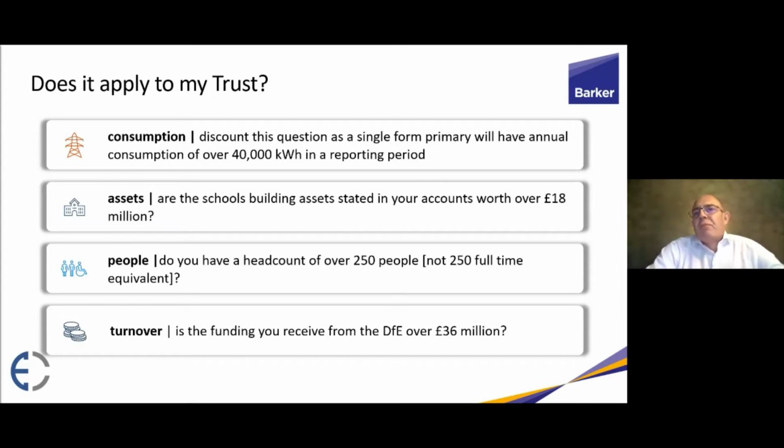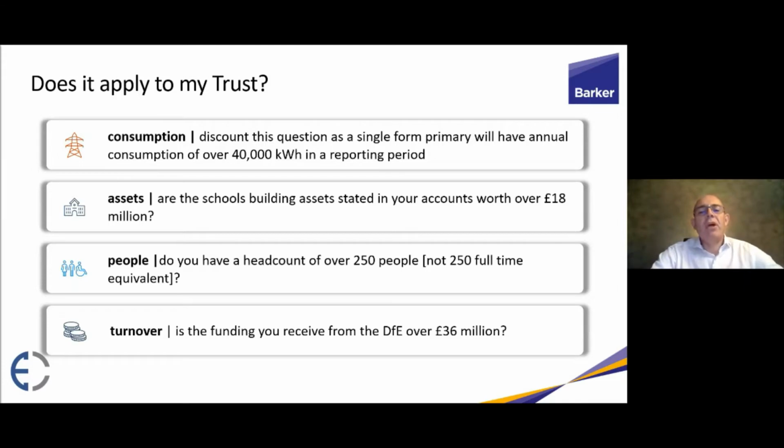Do you employ over 250 people? It's not full-time equivalents, which obviously a lot of figures in the education space are based around. It's actually about 250 people. So that includes anybody you employ directly, whether that's cleaners, catering staff, teachers, administrators. So it's 250 people. And again, what funding do you receive from the Department for Education? £36 million. Obviously, that starts to become a challenge in smaller trusts.